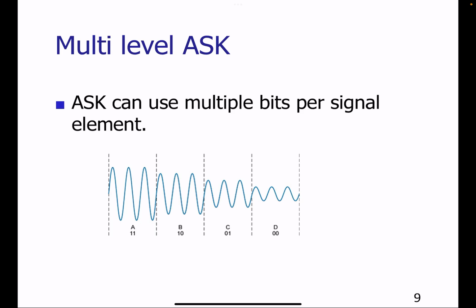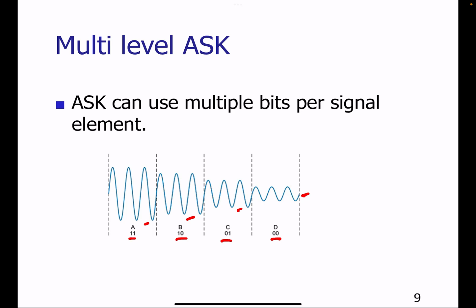In binary amplitude shift keying, we are basically sending one bit for each signal element, but we can actually send multiple bits in each signal element. For this we use multi-level amplitude shift keying. Here is an example of multi-level amplitude shift keying. Here for 0 0 we are using this amplitude, for 0 1 this amplitude, for 1 0 this amplitude, and for 1 1 this amplitude.